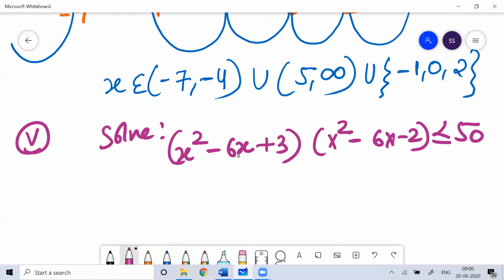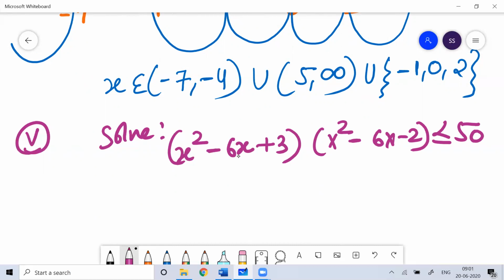Okay, so let's see how you can do this. So now again, I told you, when you are solving a problem on inequalities, you have to make your RHS zero. So without that, don't try to draw the number line and all.